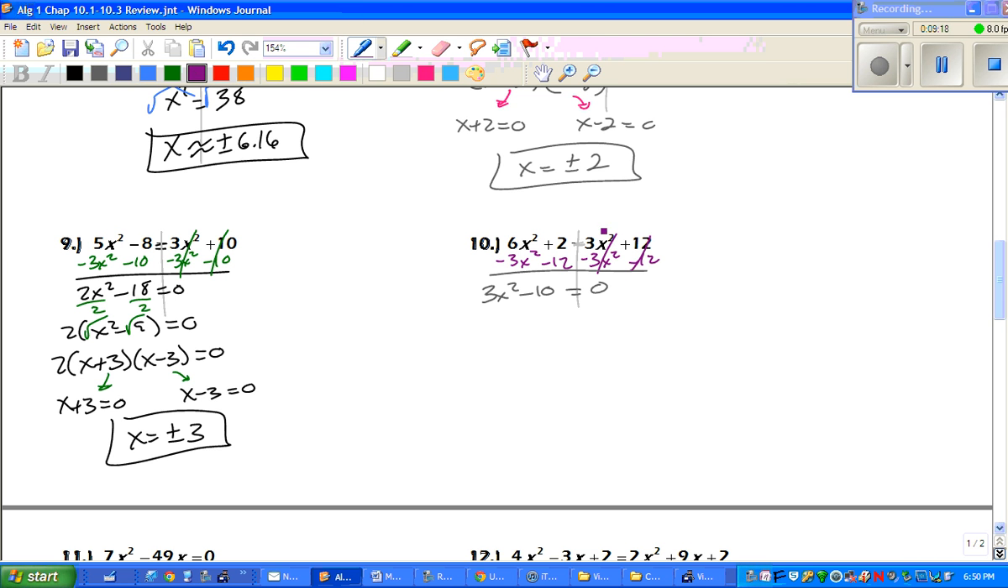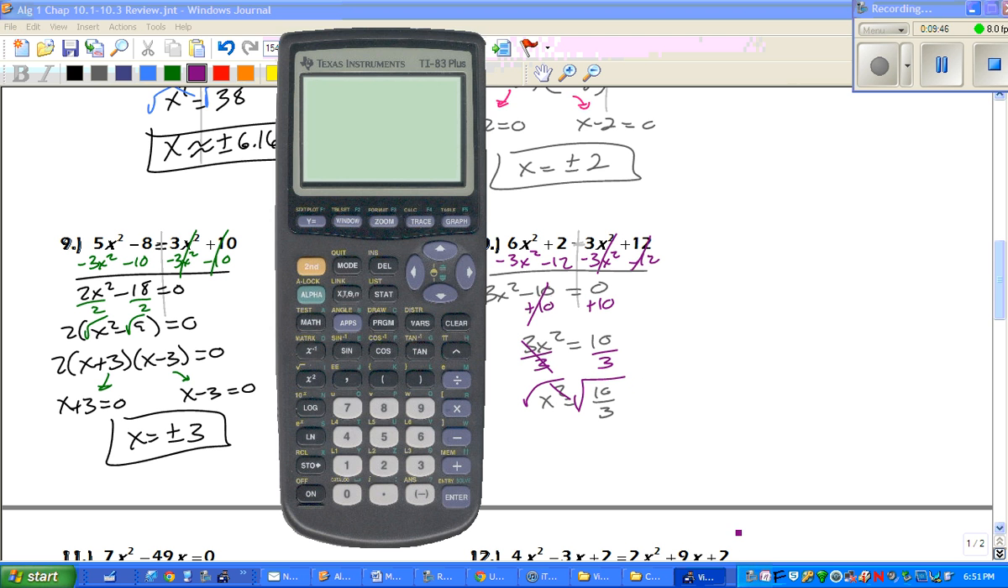Now all we're going to do is just follow StatMap. So we're going to add 10 to both sides. We get 3x squared equals 10. Now, to get the x by itself, we're going to divide by 3. We're going to keep that as the fraction, 10 over 3. And now, to cancel out the square, we're going to do the square root.